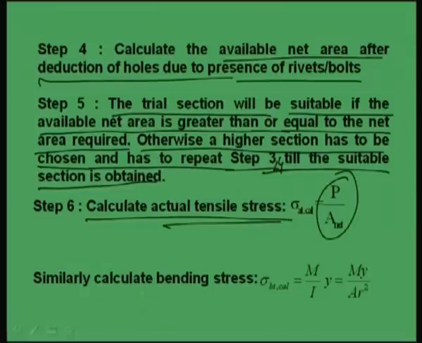Similarly, we can calculate the developed bending stress, stress due to bending, sigma BT calculated, which is M by I into y, or M y by A r square. So for a particular section we know the I value, or A and r square value, where r is the radius of gyration, and y is also known. So we can find out the sigma BT calculated.